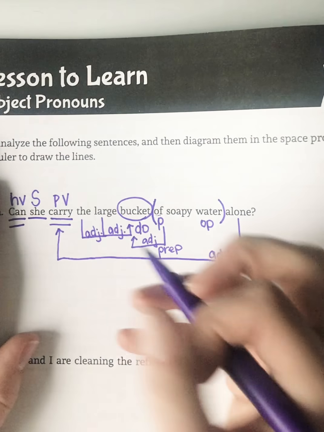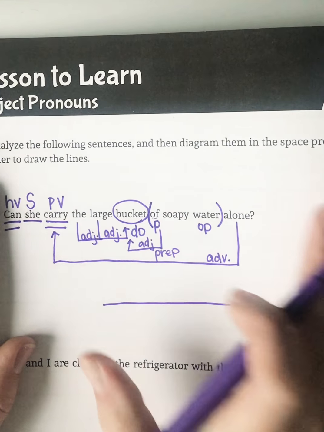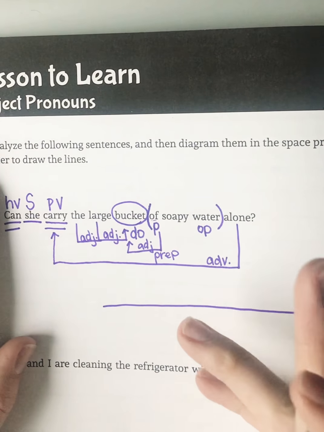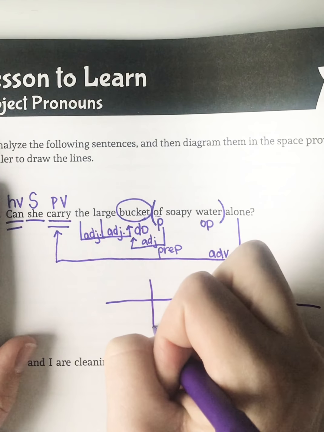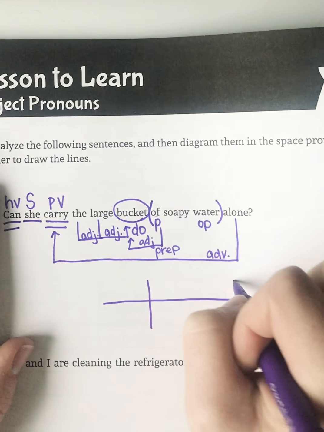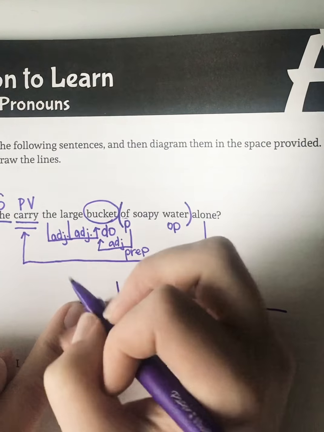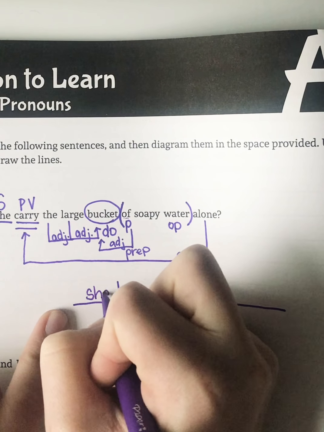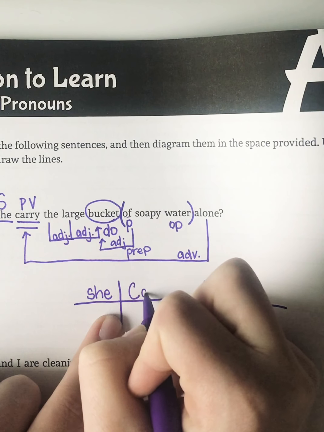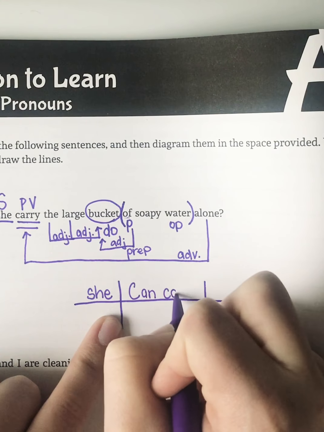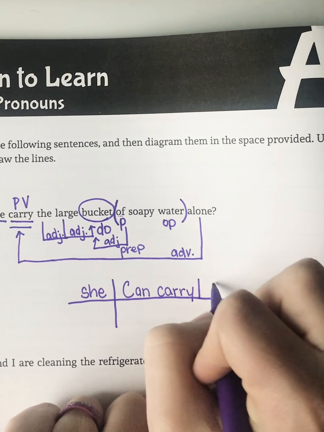diagramming. So I'm going to go ahead and draw my baseline. Remember, because we have prepositional phrases, we want to make sure we leave room to add them underneath if needed. So, because I have a direct object, I'm going to have a straight line right here. It's not going to be slanted. So, she goes in my subject spot. It's not capitalized because it's not at the beginning of a sentence. Can is capitalized. Can carry. And then what did she carry? The bucket.